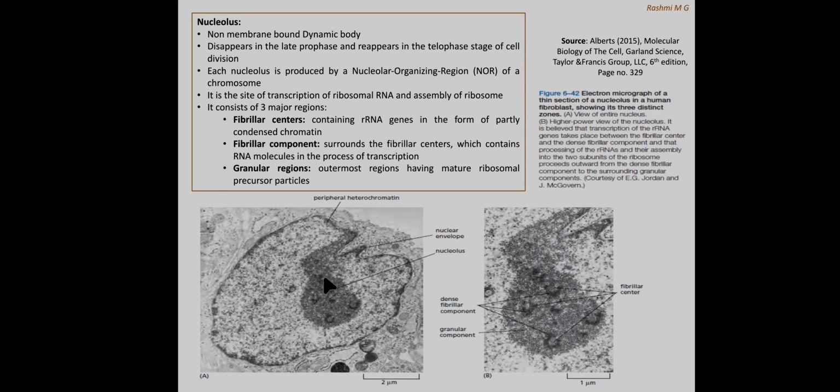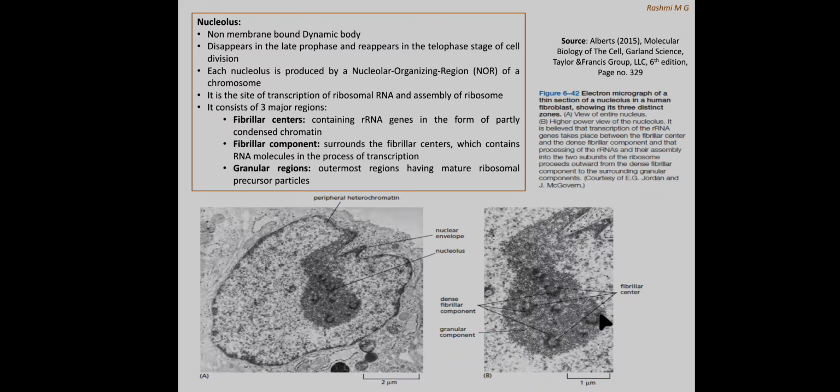Nucleolus is another most important component, which is a non-membrane bound dynamic body. It disappears in the late prophase and reappears in the telophase stage of division. Each nucleolus is produced by the nucleolar organizing region, which is known as NOR, and it is the site of transcription of ribosomal RNA, which is rRNA, and assembly of ribosomes. It consists of 3 major regions: one is the fibrillar center, second is the fibrillar component, and another is the granular region.